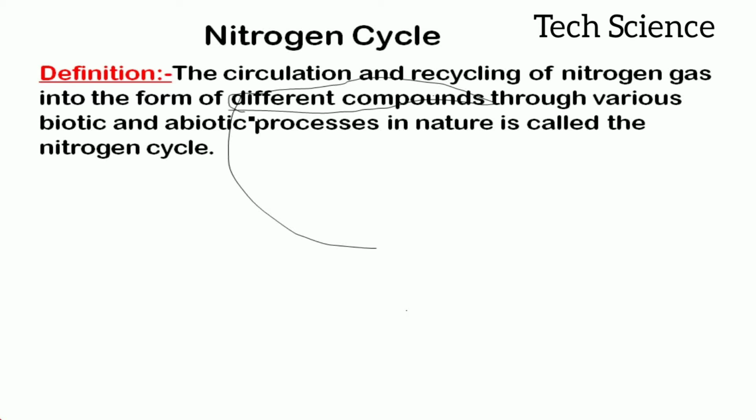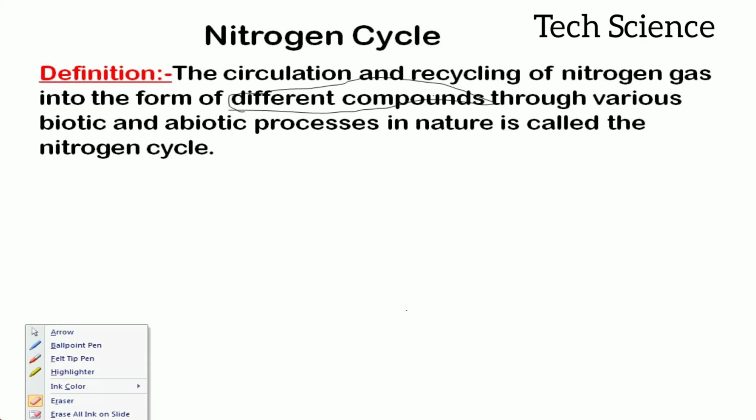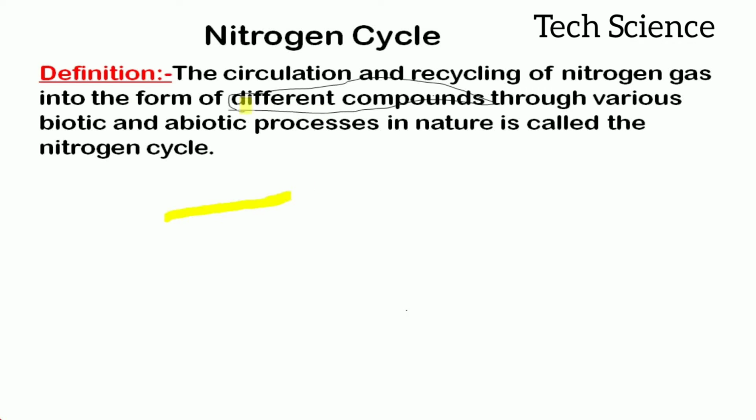It is because, as I just told you, nitrogen is not utilized by biotic factors directly. First of all, you have to convert it into the nitrogenous compound form, and that's why we are using the word nitrogenous compound. And here it will again be released into the atmosphere. For that reason, the word different compounds is important.